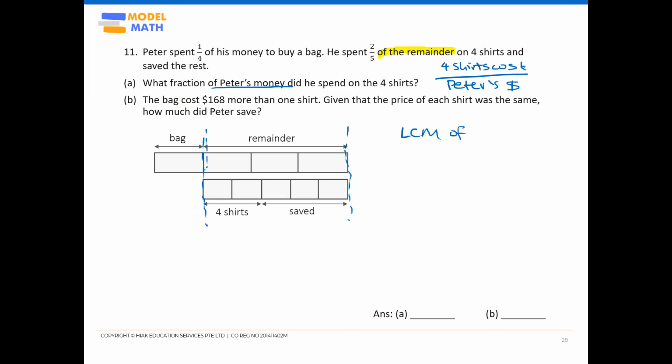So we need to make sure the remainder is kept the same number of units. That's how we ensure that the unit size is consistent, the same throughout. So between 3 blocks and 5 blocks, the common multiple would be 15 blocks, 15 units. So this is the LCM of 3 and 5, and that will be 15.